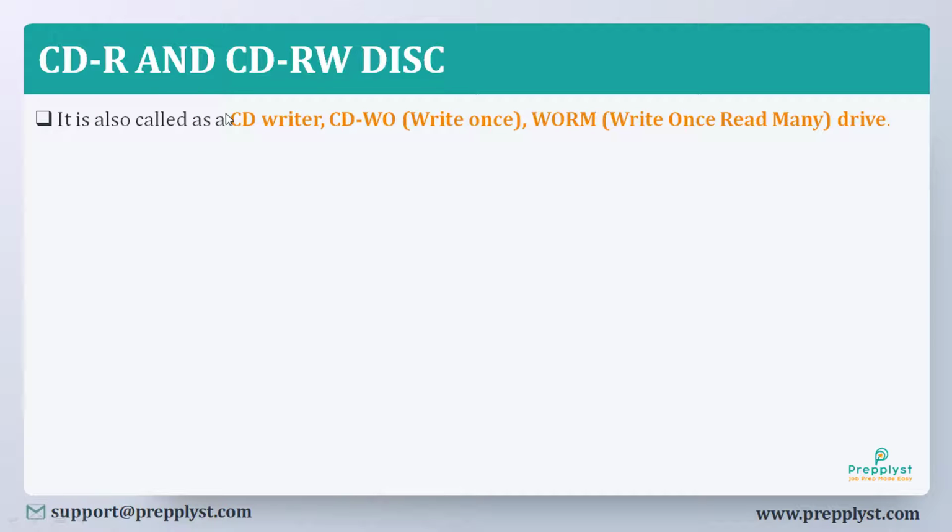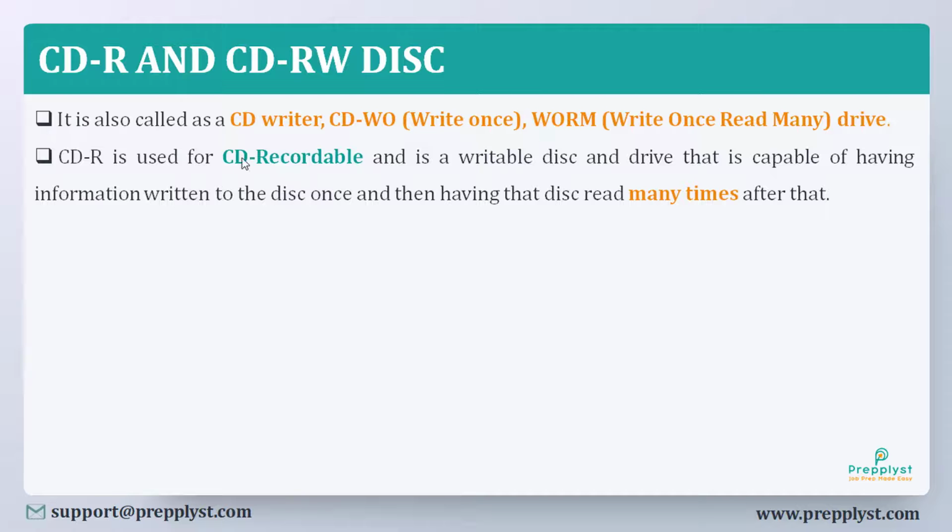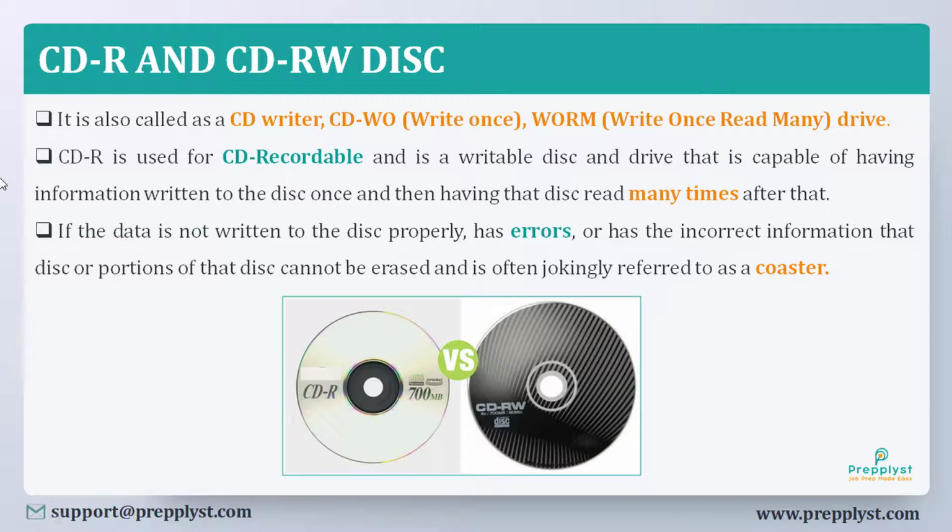Now CDR and CDRW disks are also called CD writer and CD write once, WORM, write once, read many drive. So CDR is called CD recordable, where the information can be written only once and not again. And this information can be read as many times, however. So if the data is not written to the disk properly and it has some errors or some incorrect information is written on the disk, or maybe there are a few portions of the disk which cannot be erased, then it becomes unusable. And that's why we say jokingly that now it has become a coaster because I cannot use it.